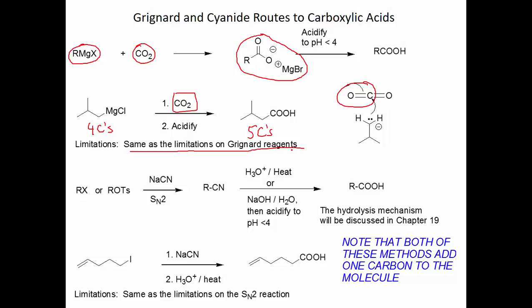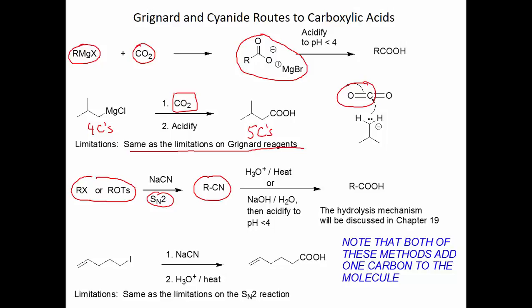All right, the other method we're going to introduce also has this feature that it adds a carbon. And this is an SN2 based method. We're going to take either an alkyl halide or an alkyl tosylate, and we're going to do an SN2 reaction with sodium cyanide. That's a reaction that we saw quite exhaustively in the SN2 chapter. This, of course, does make a nitrile.